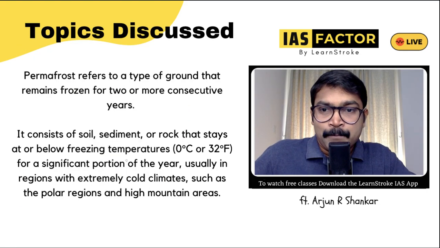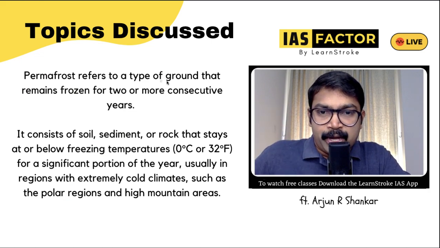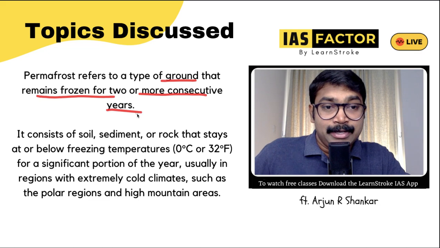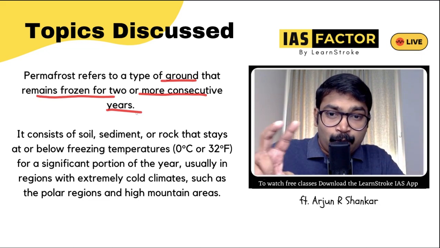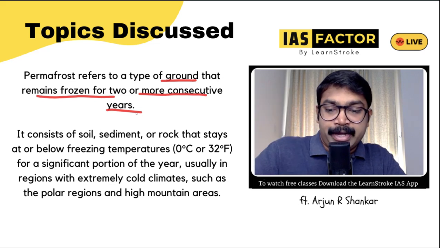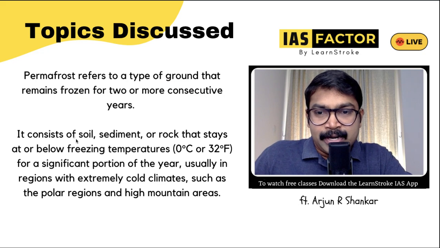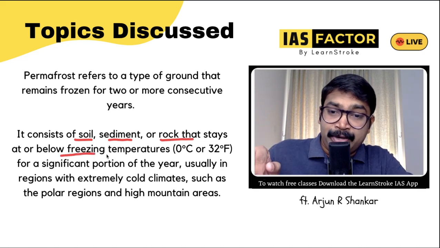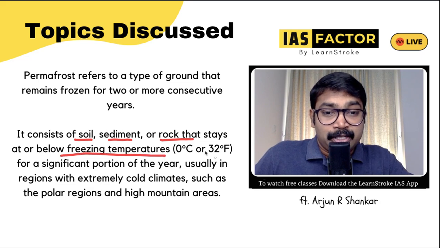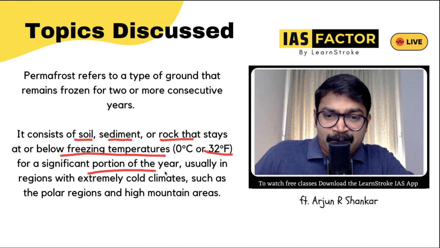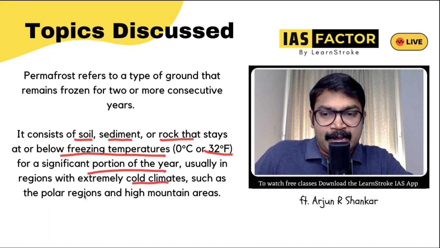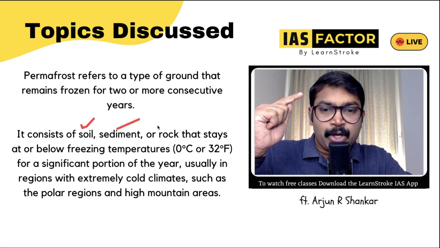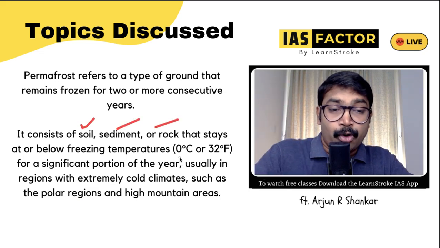Let's quickly understand. Permafrost simply refers to ground which has remained frozen for 2 or more consecutive years. So it's ground which is actually frozen for 2 or more consecutive years. That is permafrost. It consists of soil, sediment, or rock that stays at or below freezing temperature, 0 degrees Celsius or 32 degrees Fahrenheit, for a significant portion of the year, usually in regions with cold climate, polar regions, or high mountainous areas. So please understand, it contains soil, sediment, or rock that stays below freezing point for over a year or two.